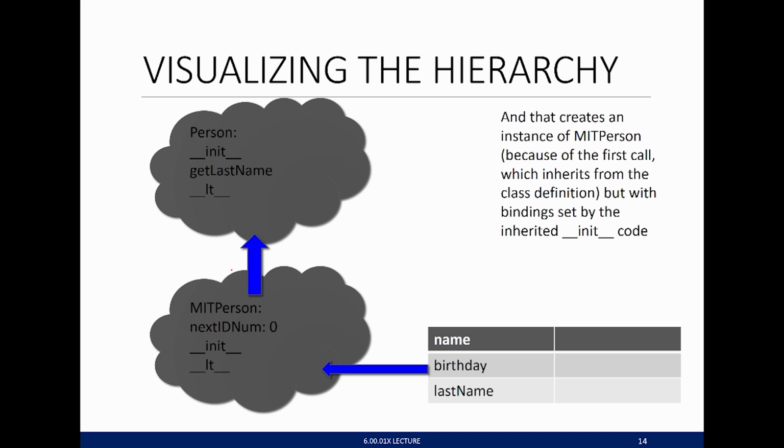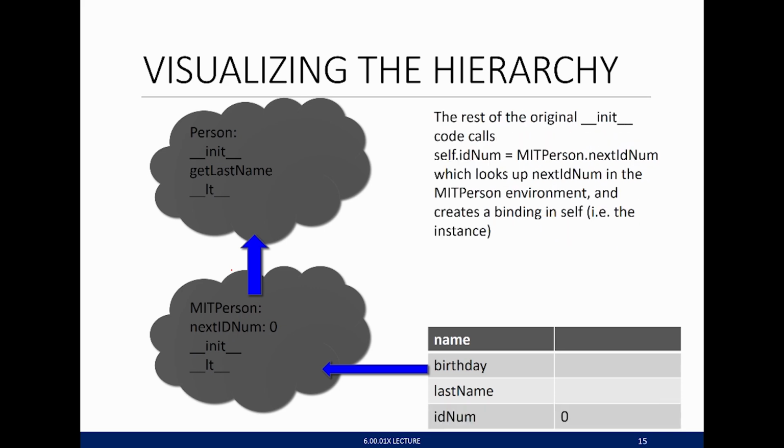So I've just created that instance, and that'll have a binding, for example, to a last name. The next thing I do is I get the value of the ID number from next ID num inside of MIT person, and I bind that to the ID number for this instance. Great, this is now person number 0. And that's because of this call right here, which says within that self, bind ID num to what we see inside the class definition. And then the next thing I do is I update next ID num by 1 inside that MIT person environment. That's great, because now I have an instance with an ID number associated with it.